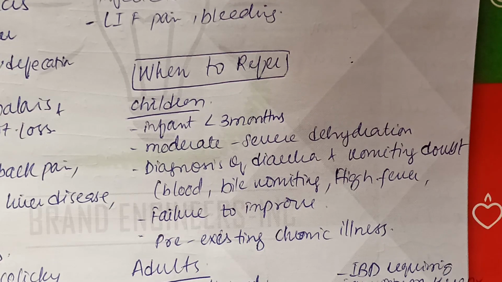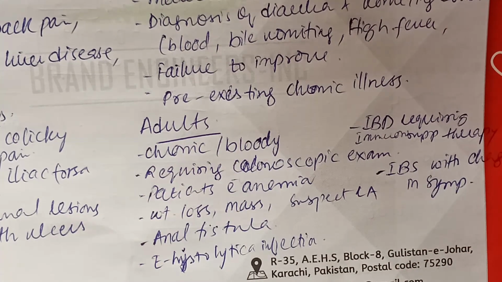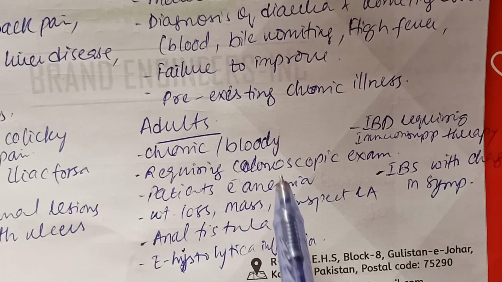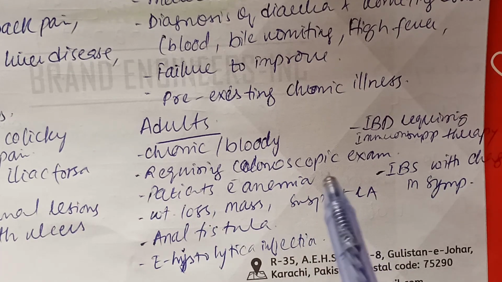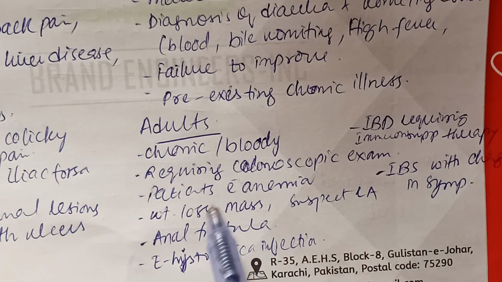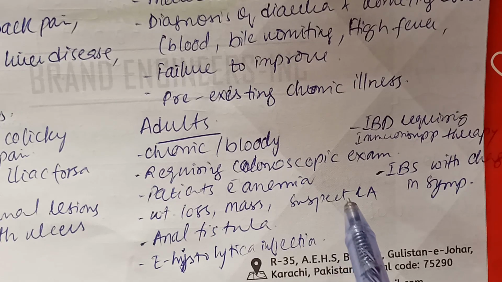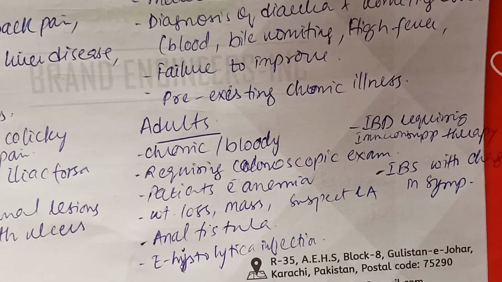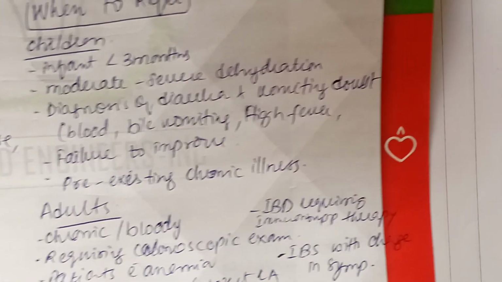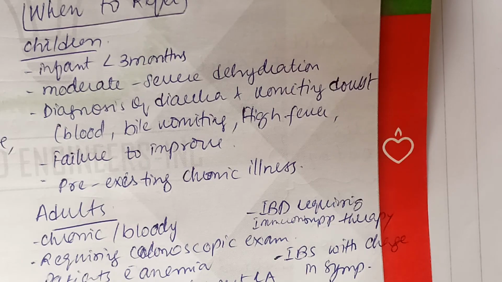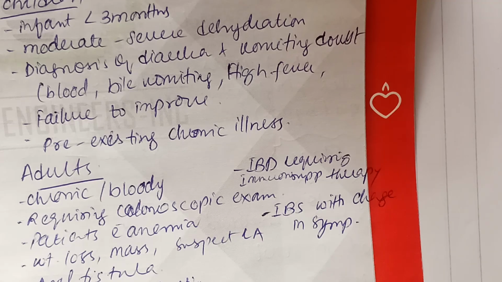In adults, if the diarrhea is chronic and bloody, colonoscopic examination is to be done for diagnosis. If a patient has anemia, weight loss, or a mass on palpation, you are suspecting carcinoma. Also anal fistula, Entamoeba histolytica infections, IBD which requires immunosuppressive therapy, and irritable bowel syndrome with sudden change of symptoms. So these are some of the points on which we have to refer the patient to a specialist.